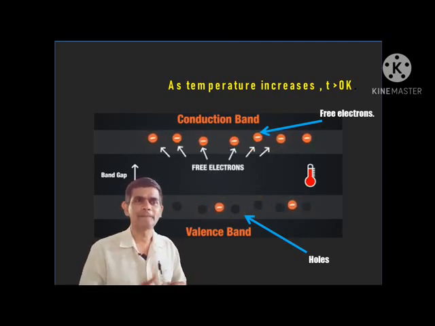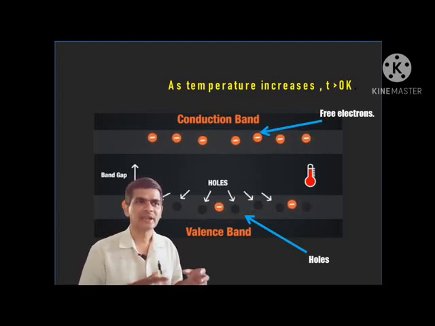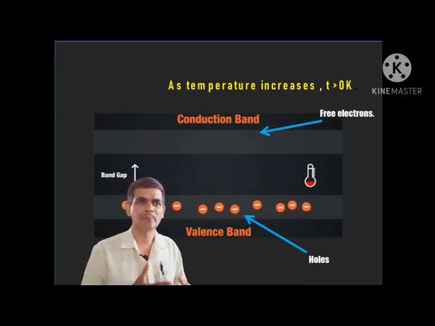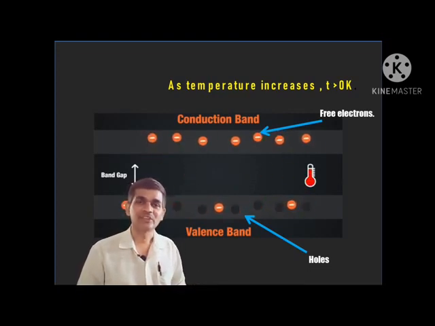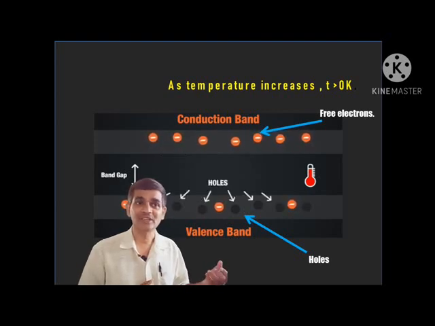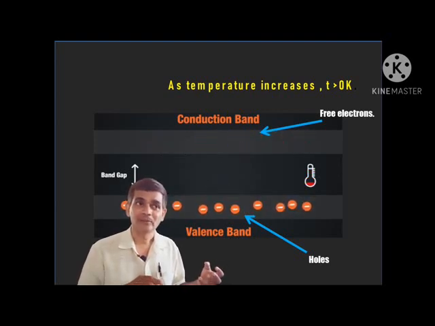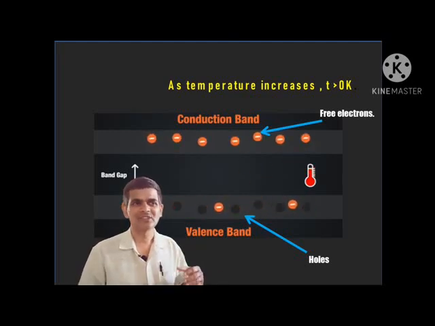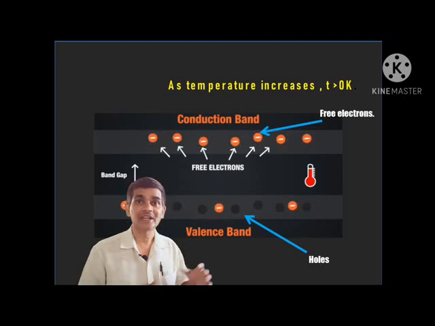Let us see what happens in a solid as the temperature increases. You can observe in the pictures that as the temperature increases above 0 kelvin, a few electrons in the valence band jump to the conduction band. As a result, a few vacancies are created in the valence band. That vacancy created in the valence band is virtually a positive charge, and it is called a hole. And the electrons that jump to the conduction band are called free electrons.